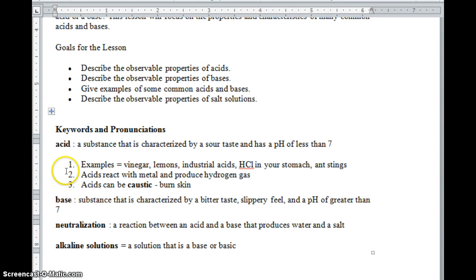So I just added under acids, number 1, examples include vinegar, lemons, industrial acids, HCl in your stomach, ant stings. Acids react with metal and produce hydrogen gas. Acids can be caustic, and caustic simply means that it can burn the skin.